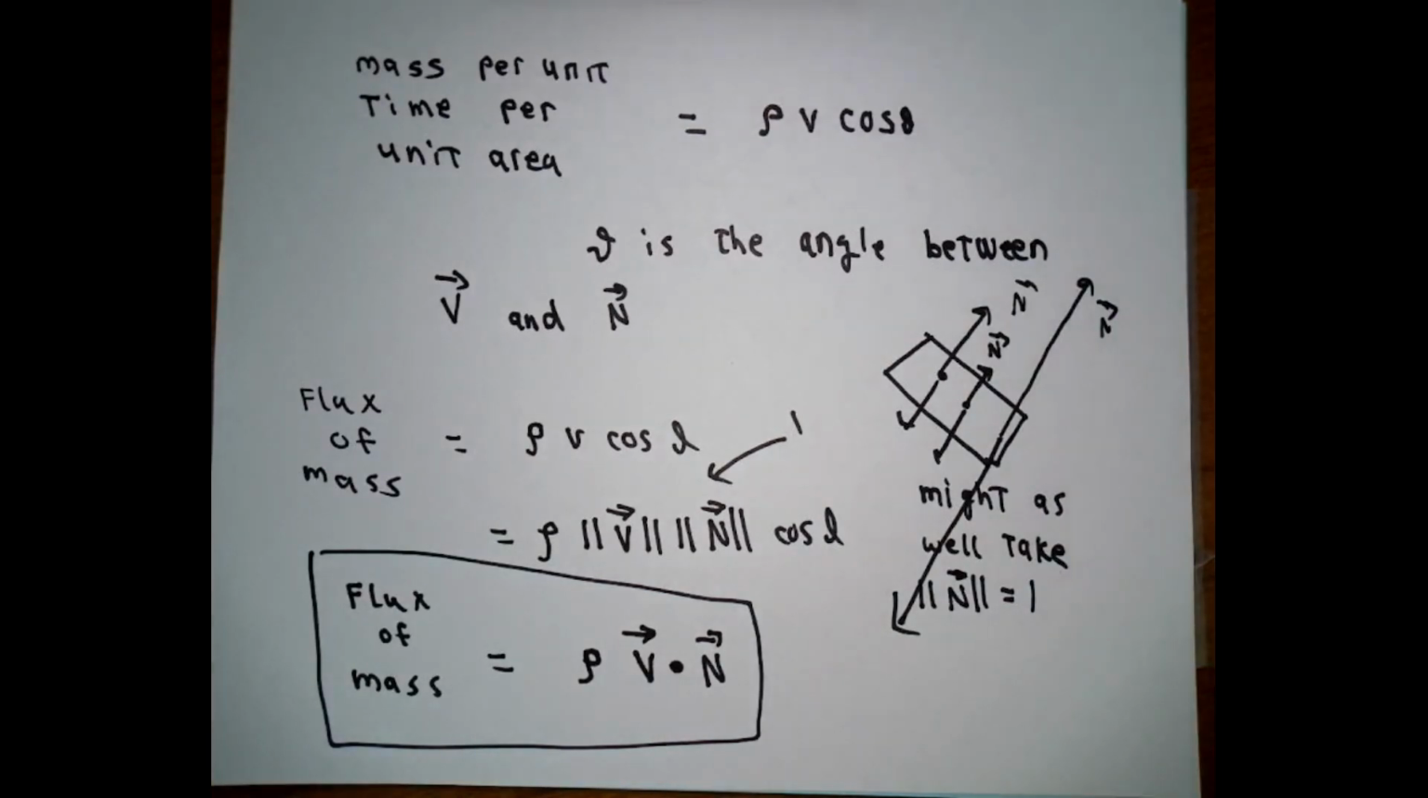If I tell you the mass density, if I tell you the velocity vector, and I specify a plane, by which I will specify the normal vector, I can now easily calculate the flow of mass per unit area per unit time across that surface, the flux of the mass.